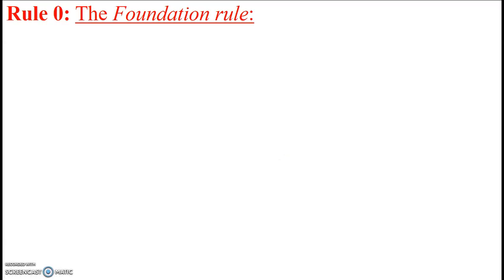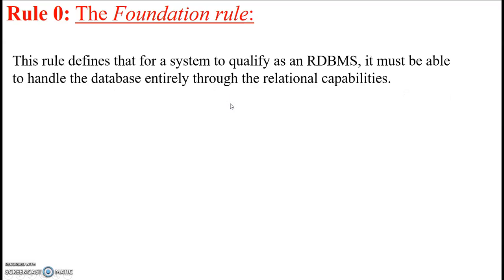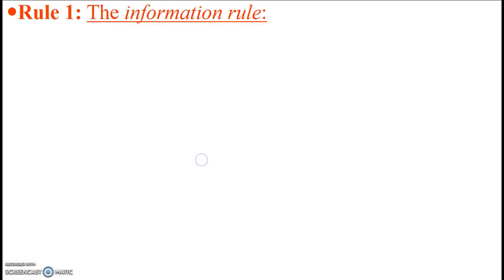So rule 0 is the foundation rule. The foundation rule defines the system to qualify as an RDBMS. It must be able to handle the database entirely through the relational capabilities. This is the foundation rule. Let us go to rule 1, that is the information rule.